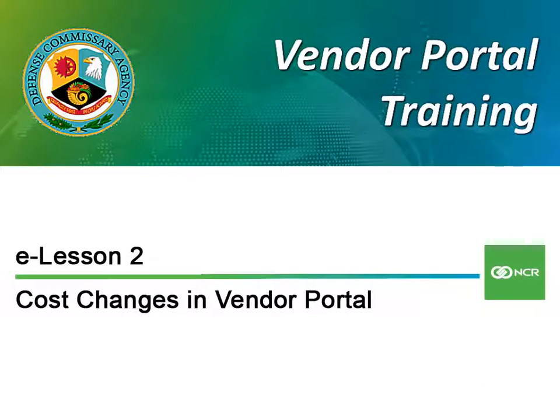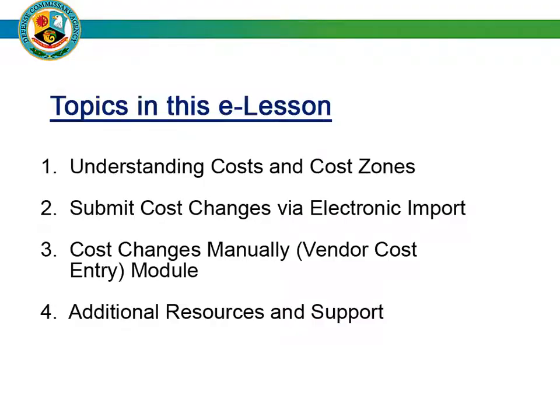Welcome to eLesson 2, Cost Changes in Vendor Portal. During this lesson, you will learn two ways to submit cost changes via the Vendor Portal: electronic import and manual entry. We'll cover electronic import first, where you will learn how to download your cost book to create a spreadsheet for entering your cost changes and how to import the completed spreadsheet into PowerHQ via the Vendor Portal.